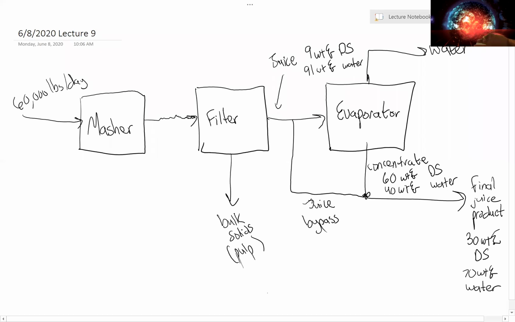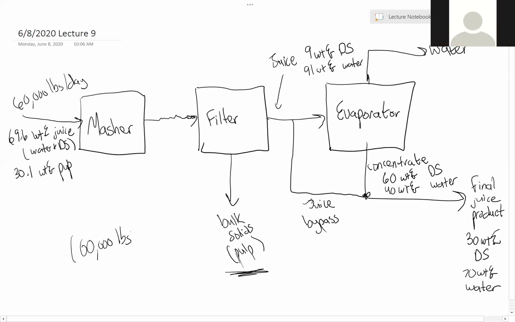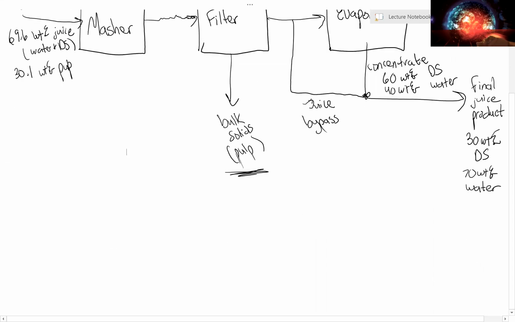All right, one last thing we can mention is that our feed contains 69.6% juice, which is our water and dissolved solids. That means we have approximately 30.4% pulp, or the insoluble material. So if our masher and our filter are working properly, such that all of that pulp is being removed, then we should have 30.4 weight% of the 60,000 pounds per day coming out in our filter. I should say 60,000 pounds per day. Here, I'll put it down here actually to make it a little more organized.